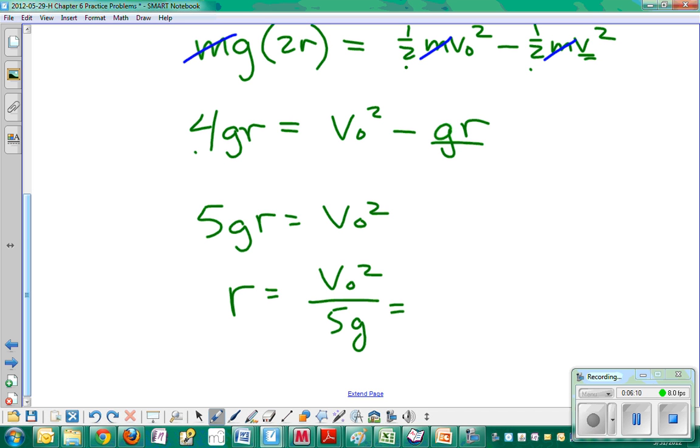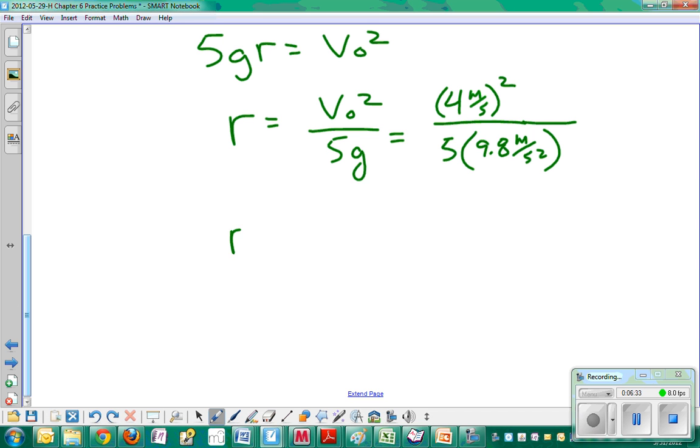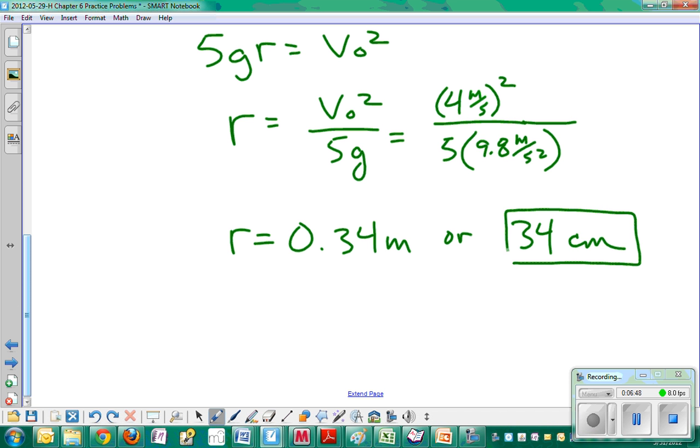All right, we know what each of those things is. V naught, we said, was 4 meters per second. Got to square that, and we'll get 16 meters squared per second squared, divided by 5 times 9.8 meters per second squared, which is going to be 49. So 16 divided by 49, and we'll end up with meters. R is equal to 16 over 49. It's like 0.34. 0.34 meters, or if you prefer, in a more human scale, 34 centimeters. That's something we can think about a little more easily, 34 centimeters. Okay?